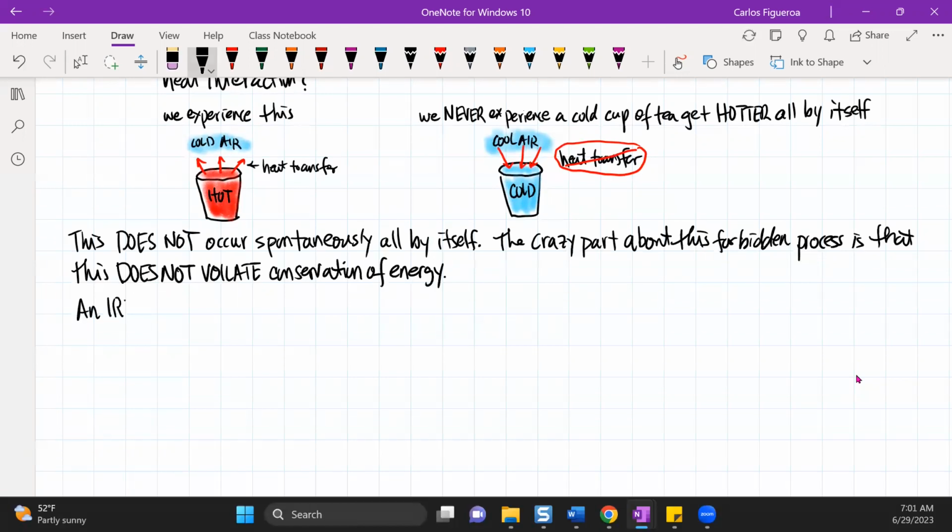An irreversible process is one that can only occur in one direction.